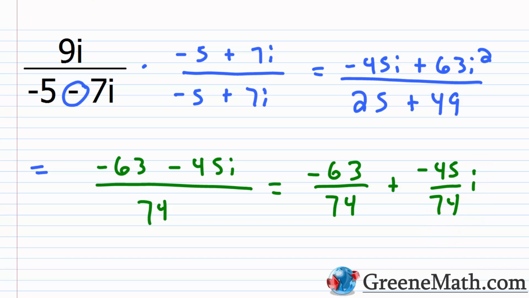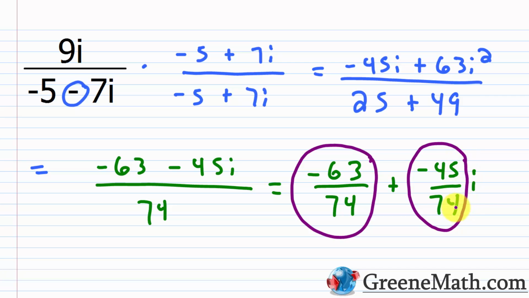Again, this part right here, your negative 63 over 74, is the a, or the real part. And then this part right here, this is your b, right? Your negative 45 over 74, and then you have your i. So you've got your real part and your imaginary part. Again, the real part goes first. That's how you put it in standard form. So negative 63 over 74 plus negative 45 over 74 times i.